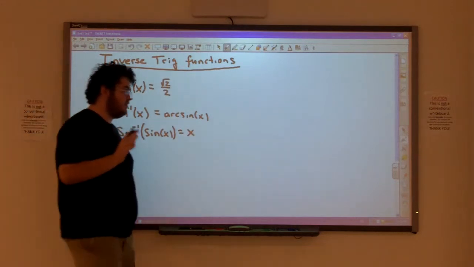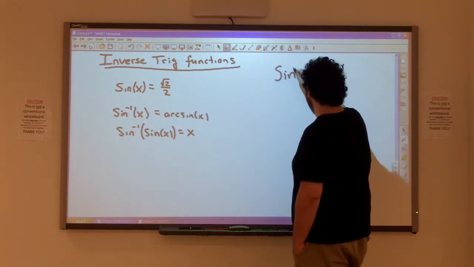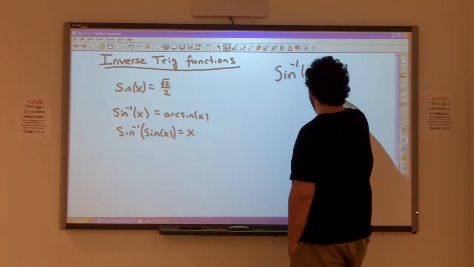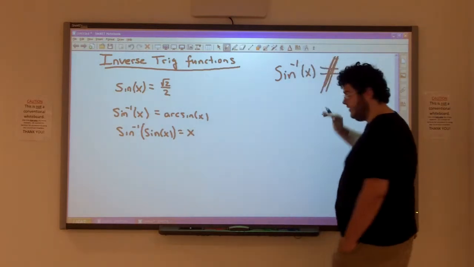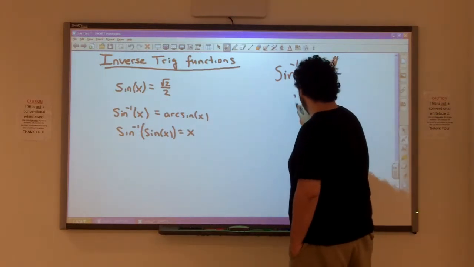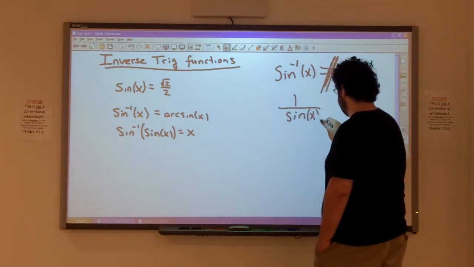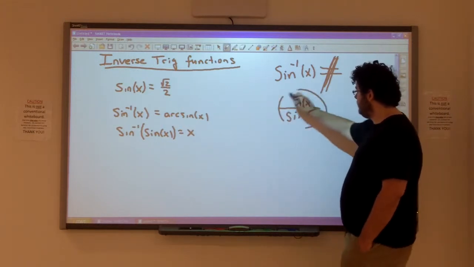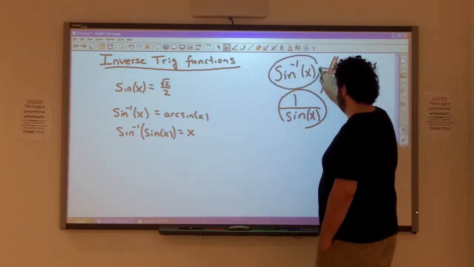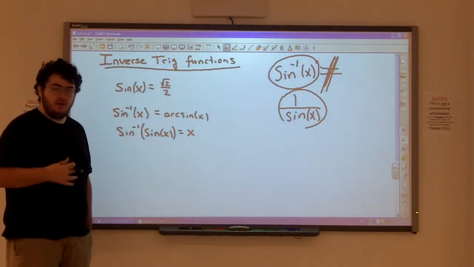Now, I can't stress this nearly enough. Sine inverse of x does not equal 1 over sine x. These are not the same thing. This is the reciprocal. This is the inverse function. They are two very different things that people mix up a lot. So don't make that mistake.